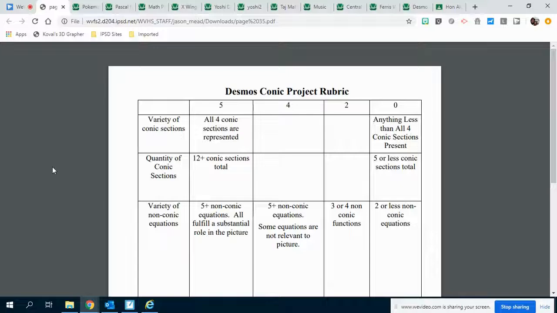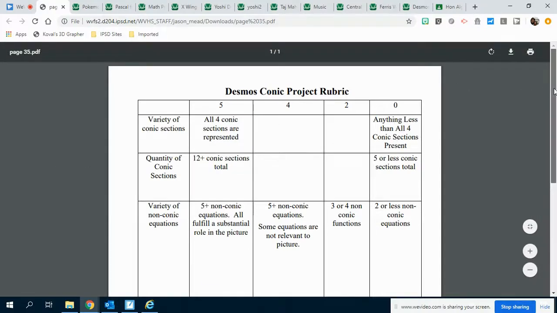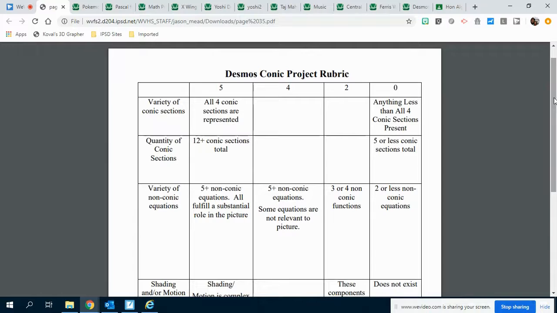We're going to go over the Desmos project. First, I'll talk about the rubric, which can be found on page 35 of your homework packet for this. I'll just go over it real quick. We have four conic sections: circles, hyperbolas, parabolas, and ellipses. You need to have all four represented in order to get 5 points.